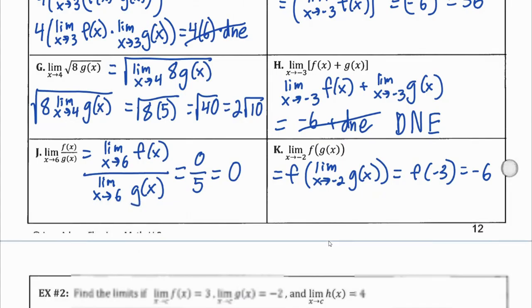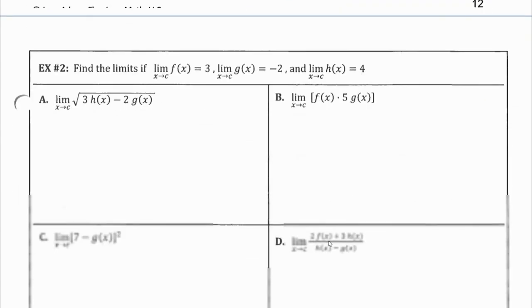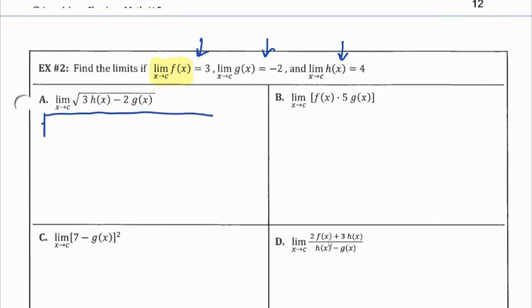Alrighty. Next page. So we can also do this when we're given specific pieces of information. However, we have to simplify this down so that I have something identical to this that I can plug back in. So again, as you get better, you can start doing this all in one step. So the first thing I would do is make sure that we're taking that square root on the outside. And we're doing 3 of h of x minus 2 of g of x inside of that limit.